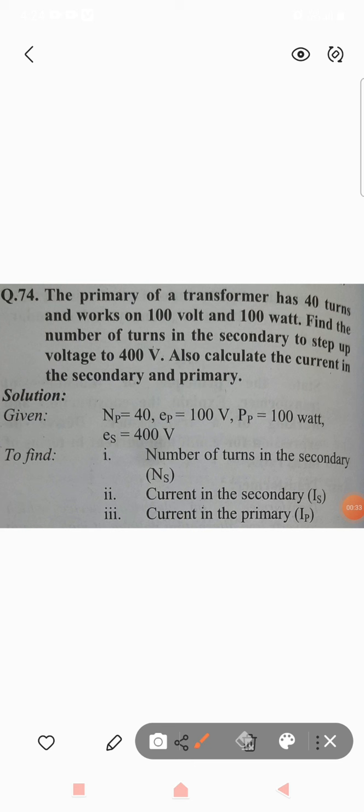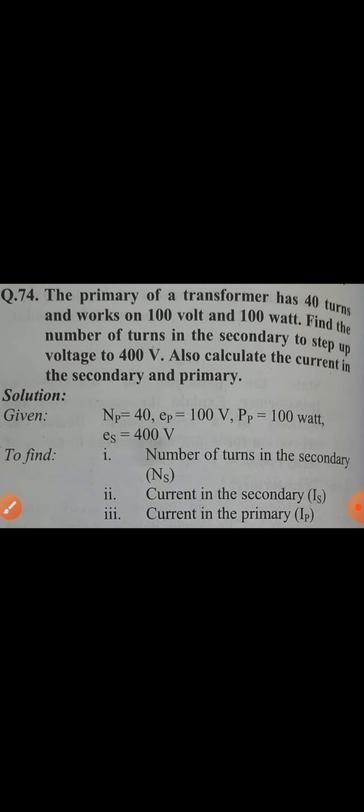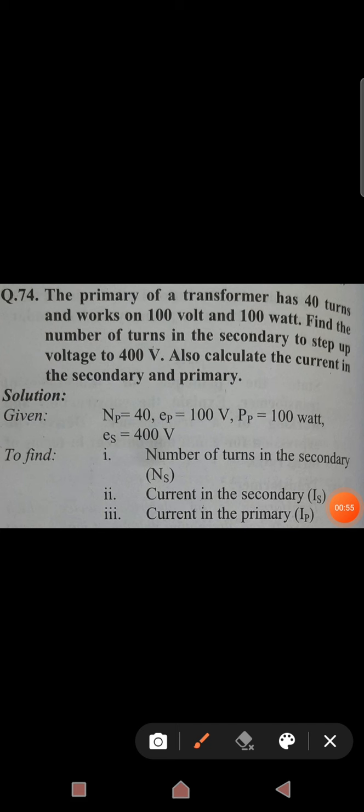So, what is the equation of the transformer? Es upon Ep is equal to Ns upon Np is equal to Ip upon Is. This equation we have studied in the theoretical part. So what is the Ep? Ep will indicate the EMF of the primary.